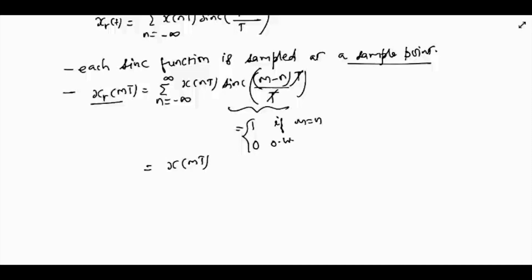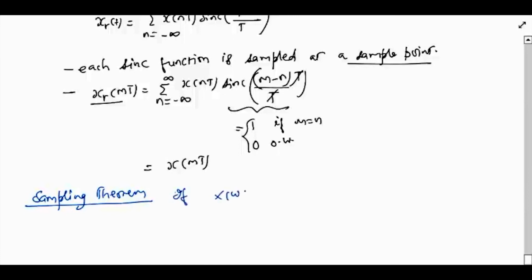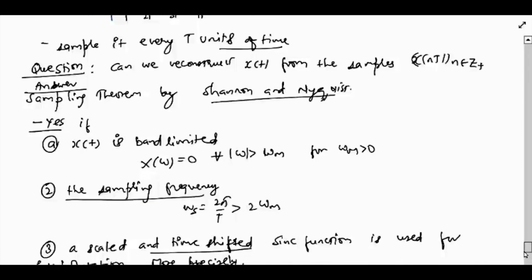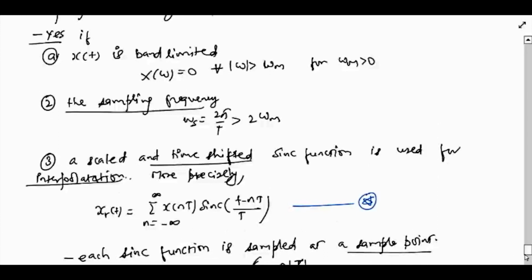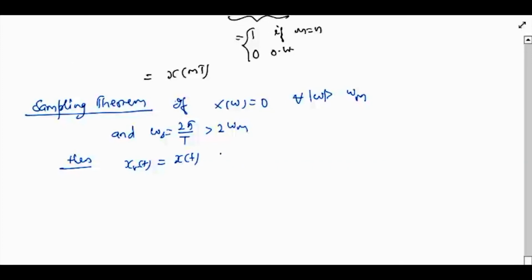So here is the formal statement of the theorem. It says that if X(ω) is 0 for all ω that are either less than −ω_m or greater than ω_m, and if ω_s, equal to 2π over T, the sampling frequency, is greater than 2ω_m, then x_r(t) as given by the above equation, let's call this star as we will refer to it again and again, is equal to x(t) for all t.